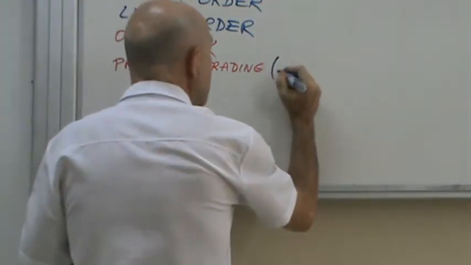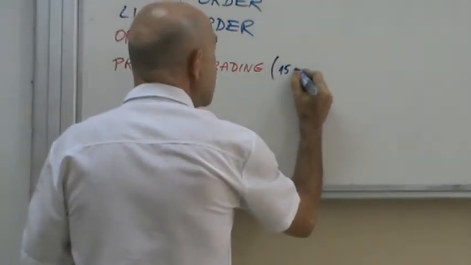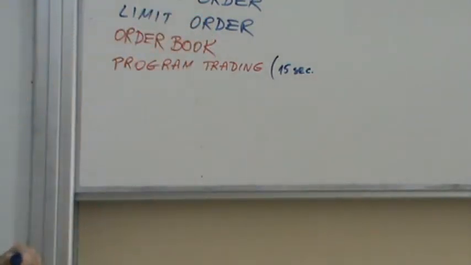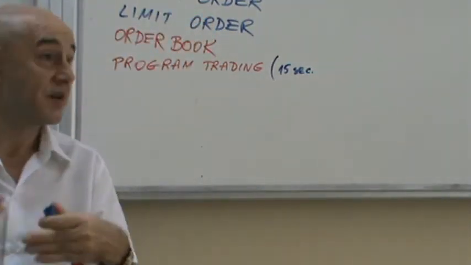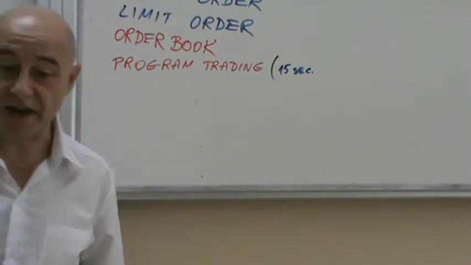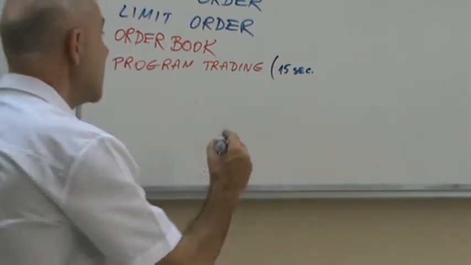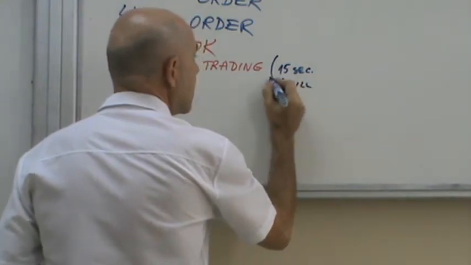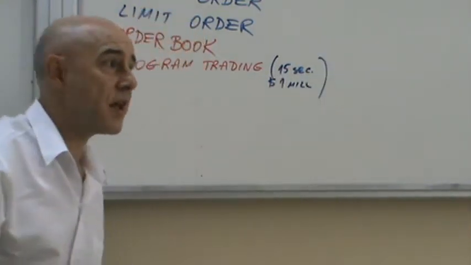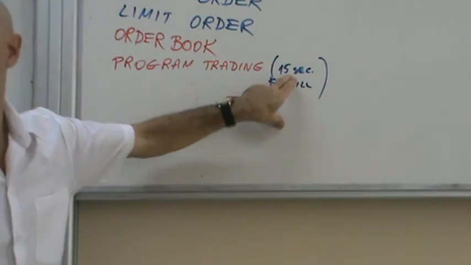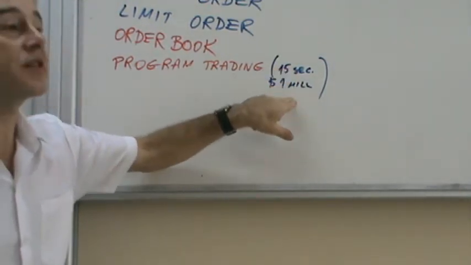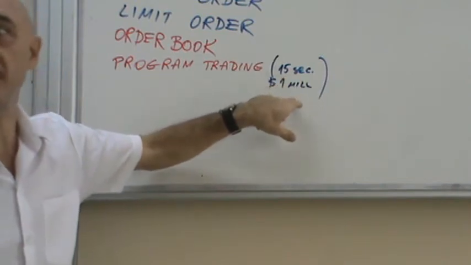The definition requires at least 15 securities. So if you're trying to buy more than 15 stocks at the same time, worth more than $1 million. But that definition can change. It can change to 30, it can change to 5, the million can change to 10 million. That's not the important part. This is just a technical part.